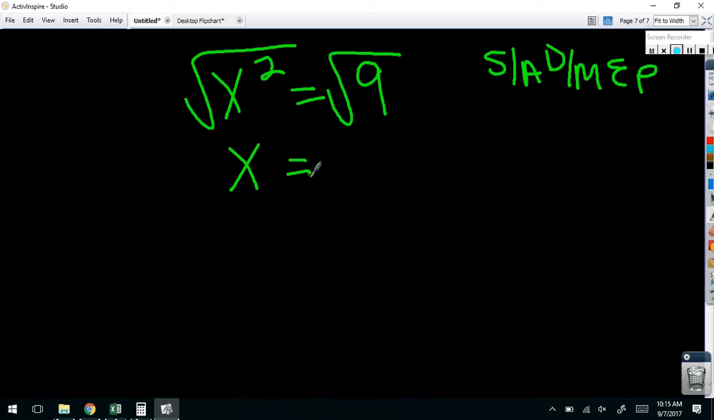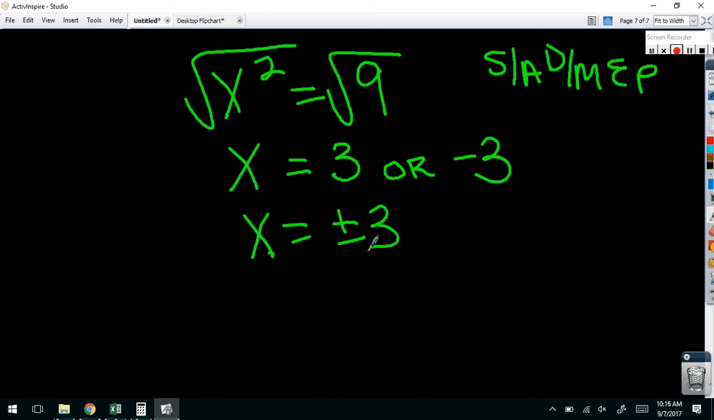3. Close. Square root of 9. What'd you say? X equals 3, right? Somebody said it over here. 3 is only half the answer. Or negative 3. Okay, you with me now? So we can write it like this, but understand that means either or, okay? That's 2 separate answers there.